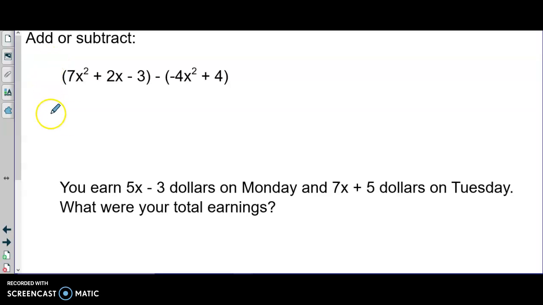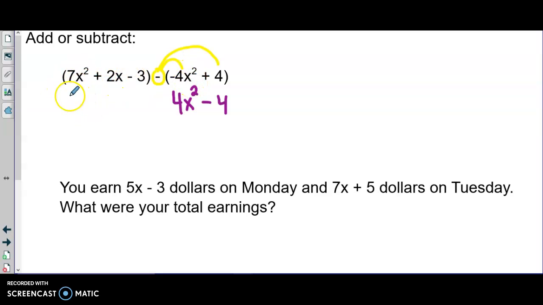So we want to add or subtract. Now notice we have a minus sign here in the middle, so we have to make sure that we distribute that negative. And when we distribute that negative, what it's going to do is change the sign. Because here a negative times a negative makes a positive. And here we have a negative times a positive, which makes a negative. So when you see that minus sign, you got to distribute it to everything in the back parentheses, which basically means change the sign.